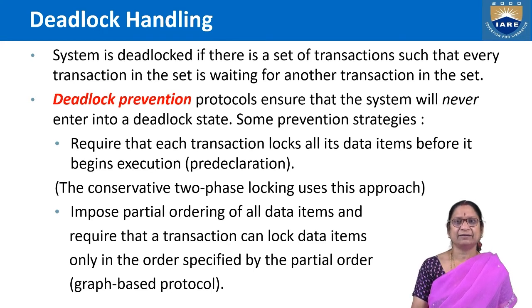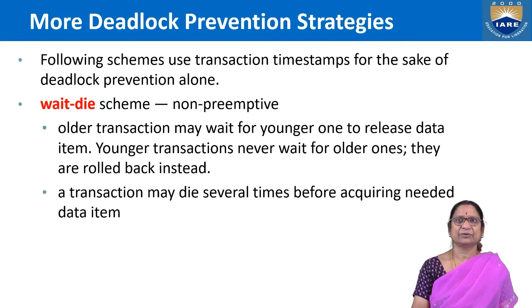Another technique is to impose a partial ordering of all data items and require that a transaction can lock data items only in the order specified by the partial order. This is a graph-based protocol. By using the partial order of locking, we can avoid entering the deadlock stage. And some more strategies are there. There are schemes or strategies we will consider: deadlock prevention strategies, where, depending upon the possibility of a deadlock state occurring, the prevention is done.